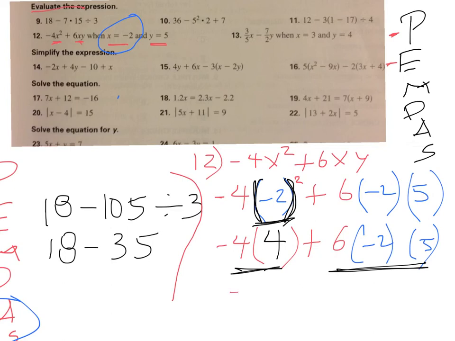Negative 4 times 4 is negative 16. Now I have 6 times negative 2, which is negative 12, times 5, which is going to give me negative 60. And the last thing is that subtraction: negative 16 minus 60 is equal to negative 76. That's how to evaluate an expression using the order of operations.